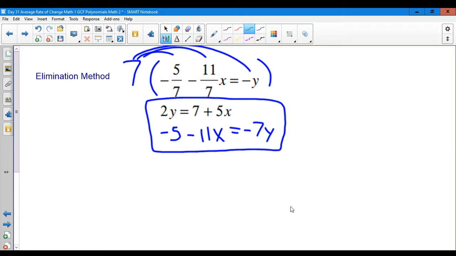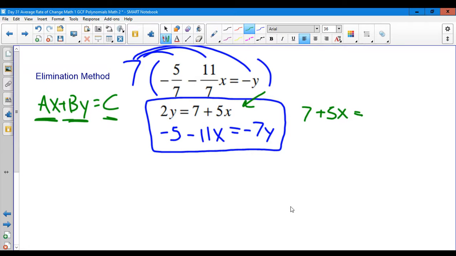But I want these in standard form. And we all know the standard form is ax plus by equals c. We want this x term here, this y term here, and the constant here for both of them. So what I can do with this first equation here is just turn it around. And now I've got the x term on the correct side of the equation, but this 7's on the wrong side, so I subtract 7 maybe.